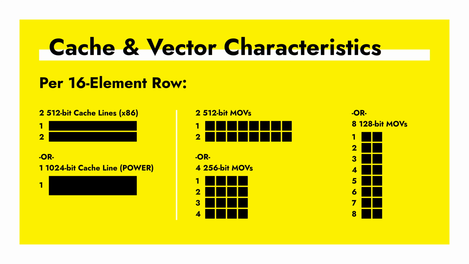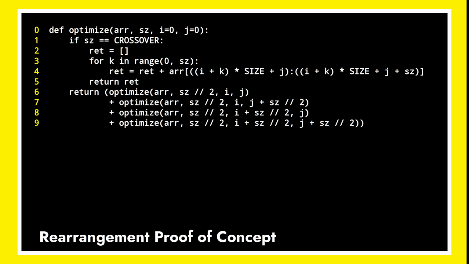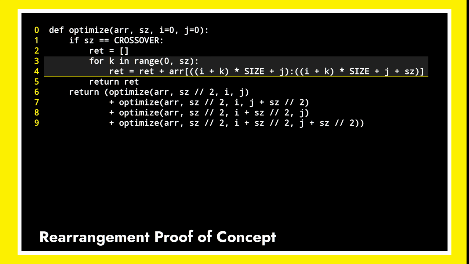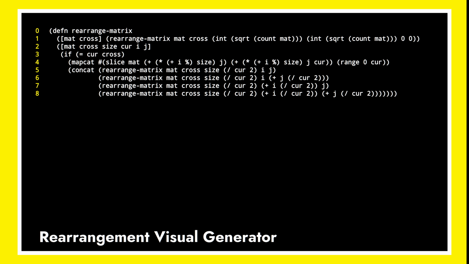To illustrate this, let's see the Python code I used to develop this transformation. It's certainly not the prettiest code in the world, but the for loop in the base case has an array slice that copies a number of elements equal to our crossover size. This is actually a really elegant algorithm, and I was able to turn it into a very pretty piece of Lisp code, which I used to generate that visual of the rearrangement for this video.